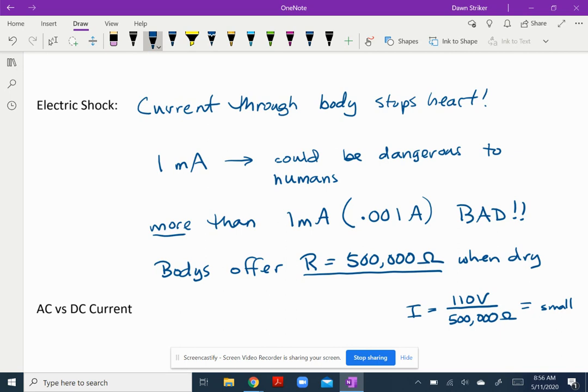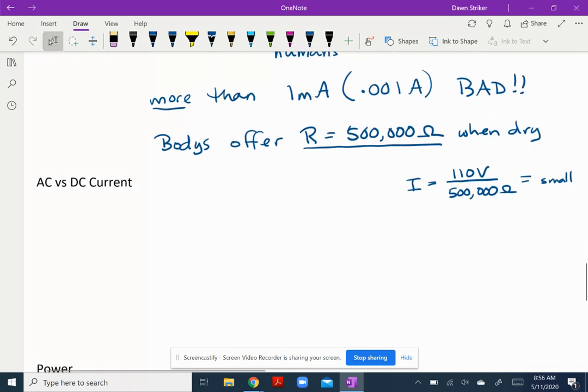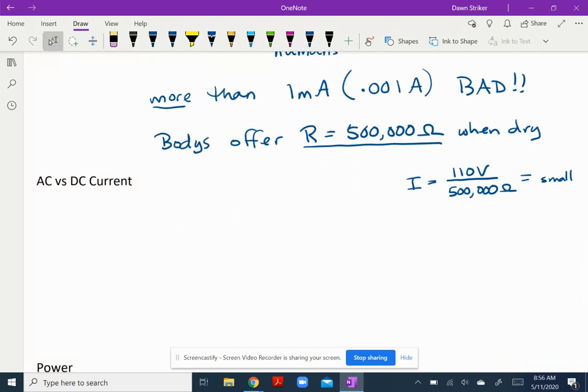Dry human bodies offer a lot of resistance. You're going to read in your textbook that if your body is wet, the resistance offered by your body goes down, down, down. Maybe it's only 500 ohms if it's wet. And so then you could get a lot of current flowing through your body. It is the current that is very dangerous for human bodies. So be really careful when you have electricity around the bathroom. That's why we have those ground fault circuit interrupters.